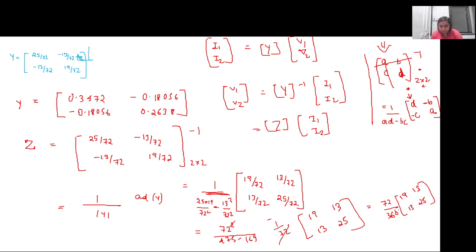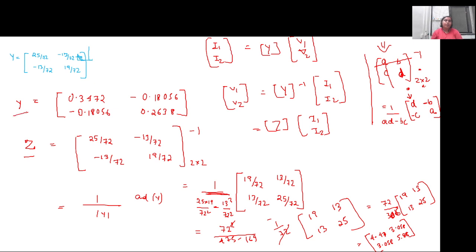So now you take it all in. This is 306. So you can just calculate it, right? 19 into 72 by 306 comes out to be 4.47. Then it is 13 into 72 by 306, it is 3.058. Again, this side will also be 3.058. And the final one is 25 into 72 by 306, 5.88. So this is just showing you how to calculate Z when the Y matrix is given.